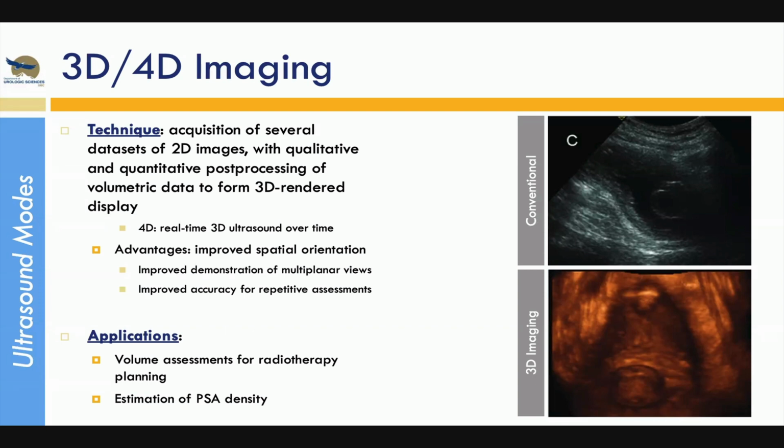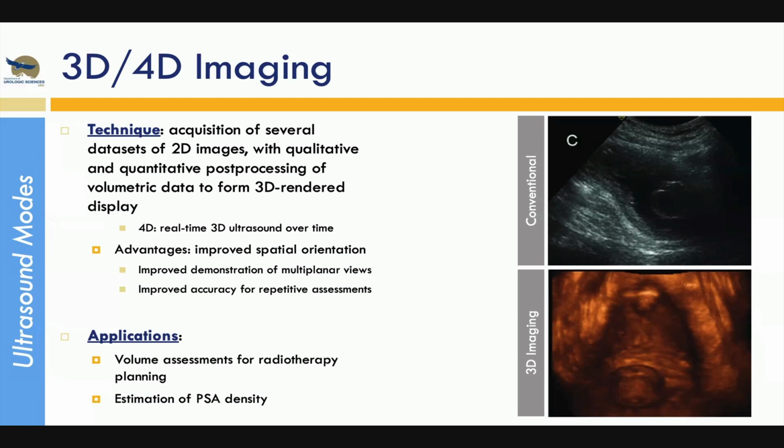When you do 3D ultrasound and this image is displayed over time in real time, this technique is called 4D ultrasound. A big advantage of this is you get improved spatial orientation. Instead of something 2D, you get the whole 3D view. It's also said to have improved accuracy for repetitive assessments, because it's not as dependent on which exact plane you're imaging. And you can see the first image, again, conventional grayscale, and the bottom image 3D.